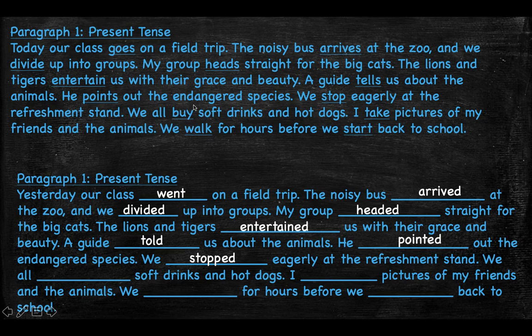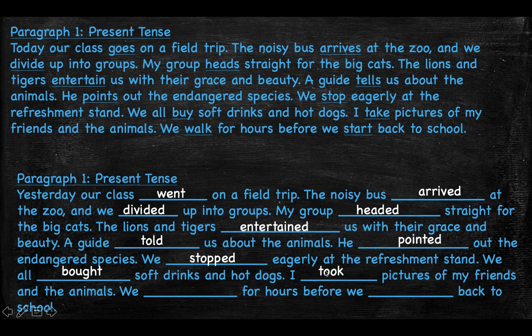We all buy. So now I need to take the word buy and put that in its past tense form. Now this is an example of an irregular verb, right? I can't say we all buyed soft drinks and hot dogs. That doesn't make sense. So instead, we need to change that word to we all bought soft drinks and hot dogs. I blank pictures of my friends and the animals. Our present tense verb is I take. Now, again, ask yourself, would I say I taked pictures of my friends and the animals? No, I absolutely would not. So what should I say instead to make it past tense? What would I put there? Get ready. Yes, took. I took pictures of my friends and the animals.